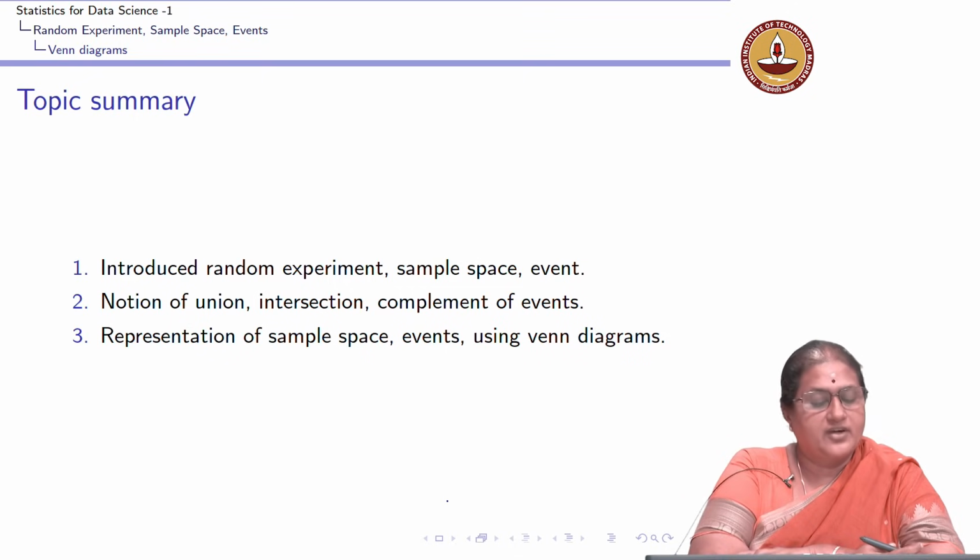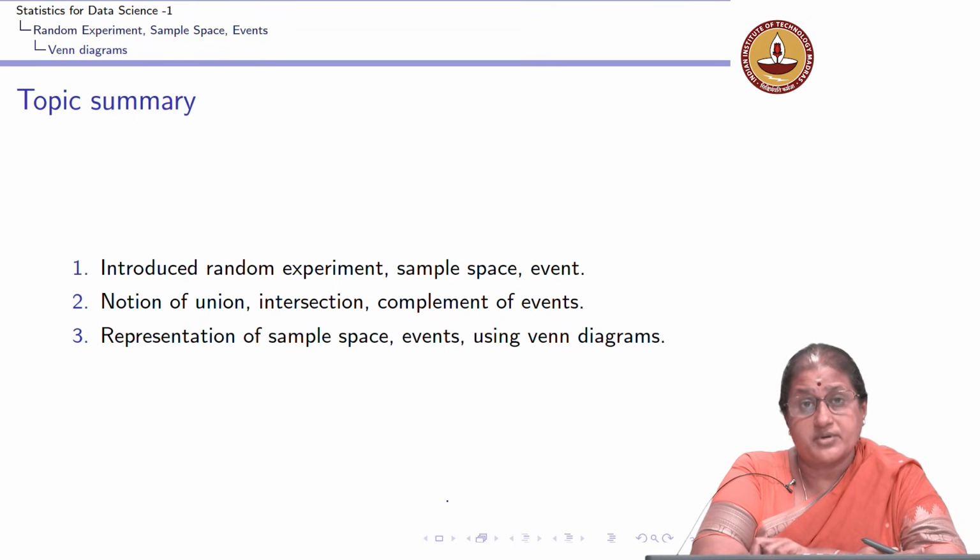In the last lecture we learnt about what is a random experiment. Once we define what is a random experiment, we introduce the notion of a sample space. A sample space is a set of all basic outcomes of the random experiment. And we also introduced what was an event.